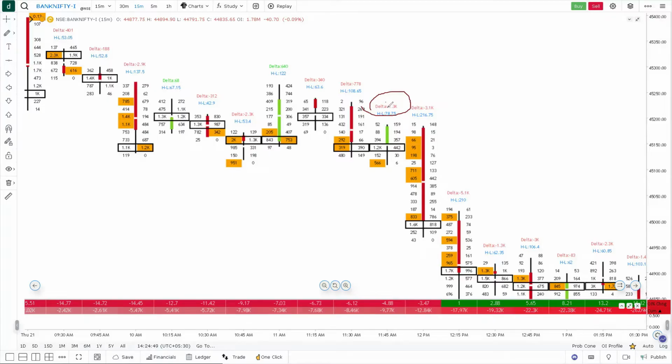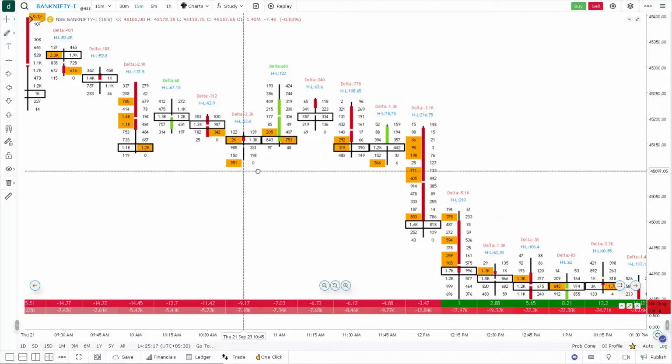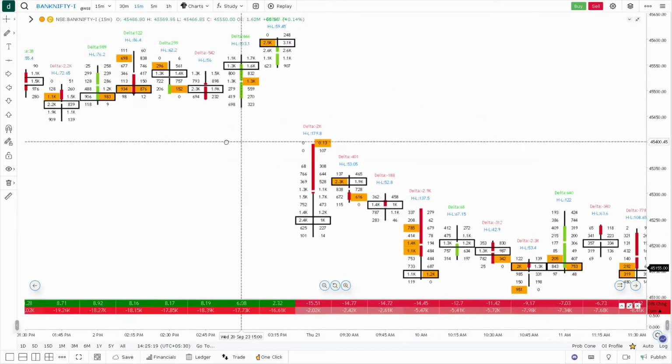Most of the time, with this kind of heavy delta, prices go in the direction of the negative delta. So if you want to take a trade on the downside, you take the trade on 3 minutes or 5 minutes when the previous low is broken, keeping a stop loss just above the breakout. This is with the divergence, delta and delta divergence.